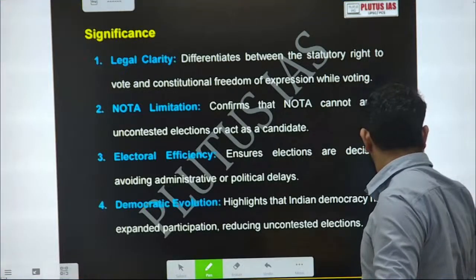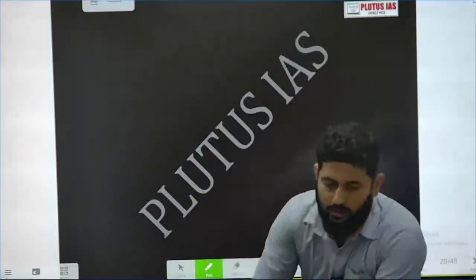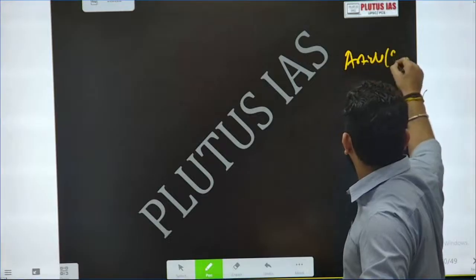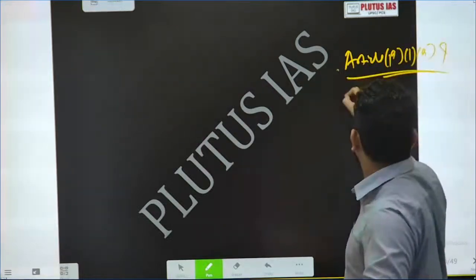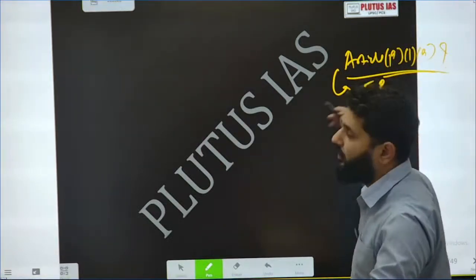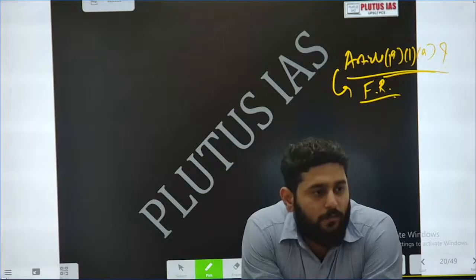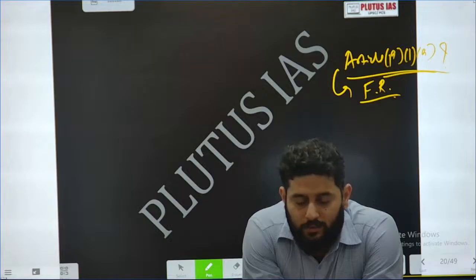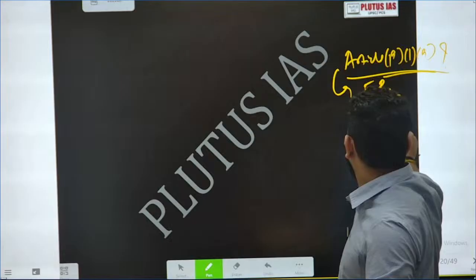Let us connect it first of all. Article 19, Clause 1, Clause a is a fundamental right. So the first key article involved is 19(1)(a), which we all know is the freedom of speech and expression. And next, the connecting article with that is Article 324.